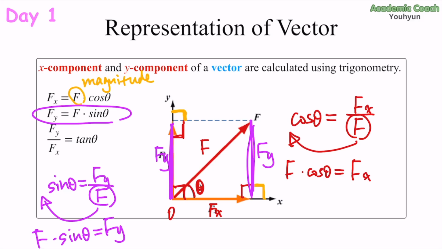And how do I get the third equation of fy over fx is equal to tangent? Well, now it's very obvious. On this right triangle, it's obvious that fx is adjacent, fy is opposite. So opposite over adjacent, fy over fx is equal to tangent theta.